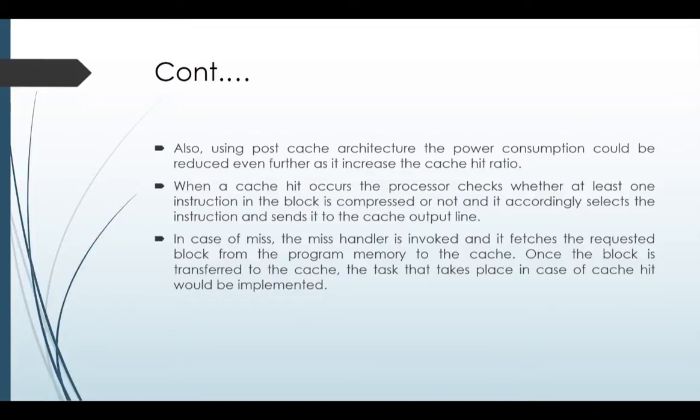In order to improve the power consumption further, a post-cache architecture is used which increases the cache hit ratio. When a cache hit occurs, the processor checks whether at least one instruction in the block is compressed or not, and it accordingly selects the instruction and sends it to the cache output line. In case of a cache miss, a miss handler is invoked and it fetches the requested block from the program memory to the cache. Once the block is transferred to the cache, the task that takes place in case of a cache hit would be implemented.